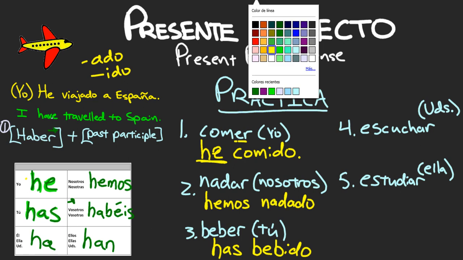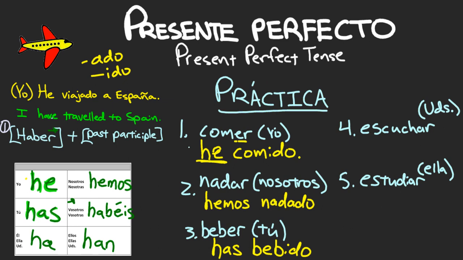And I want to stress up to this point that you do need to have that first word there, the hemos, the has. It's not an optional word. Like you might think that yo and tú and él, a lot of times you don't need, these forms of haber do need to be there for you to say that you have done something.